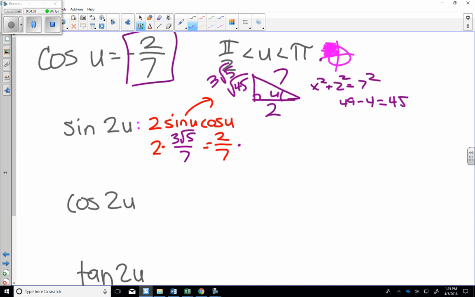Now all you have to do is multiply things together. 2 times 3 times 2 is 12. 7 times 7 is 49. And the square root of 5, and it would be a negative because of that negative sign right there, because there's only 1 in it.